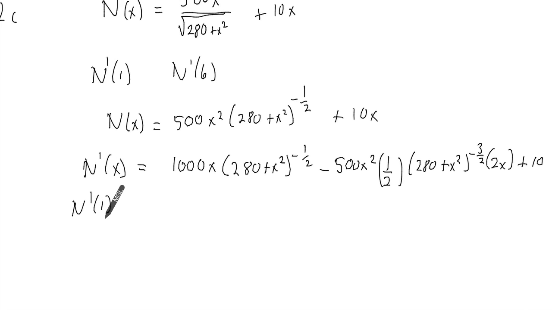N prime of 1. Plugging this into my calculator, I get 69.5. And n prime of 6, I get 328.3. Now these aren't exact, these are rough estimates because I don't want to carry so many decimal places. But those are the rates of change at week 1 and week 6 in terms of the new customers.